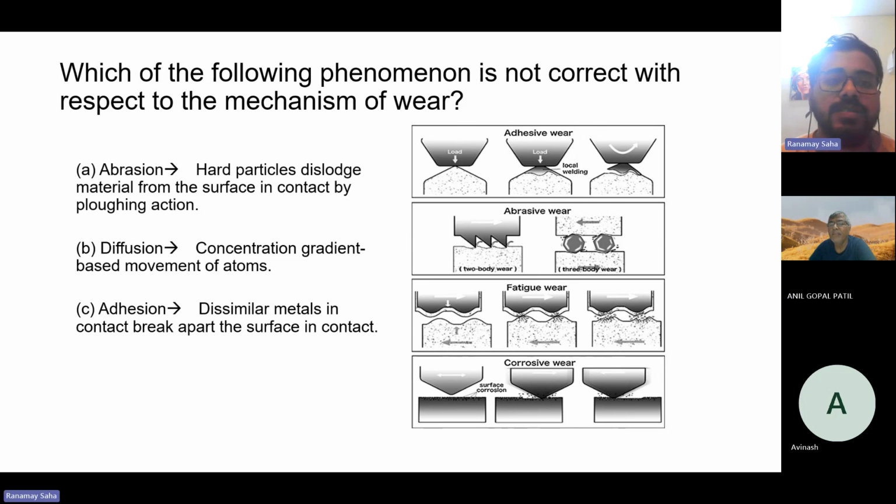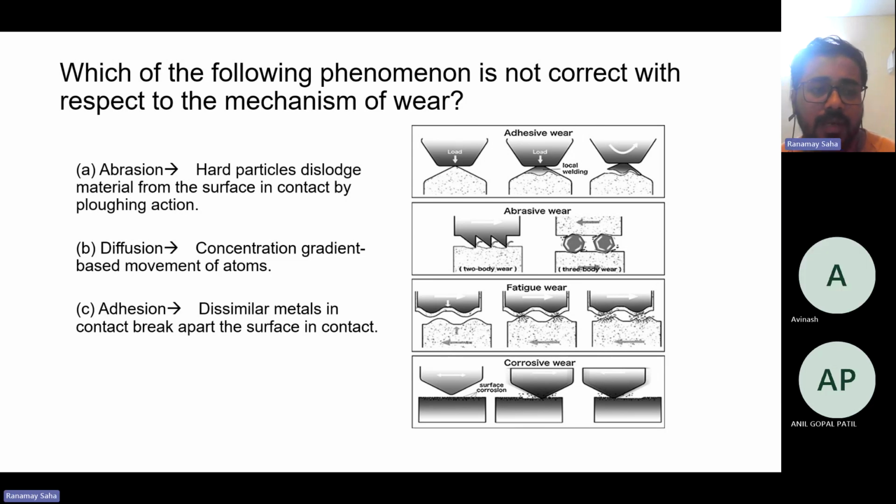The question here says which of the following phenomena is correct with respect to mechanical wear? One is abrasion, one is adhesion. You all know abrasion happens when hard particles dislodge material from the surface, owing to the ploughing action of one surface over another. Then there is diffusion wear, which happens when a concentration gradient is there. So there is always a flow along a concentration gradient.